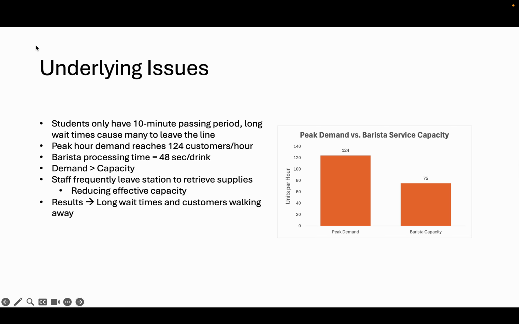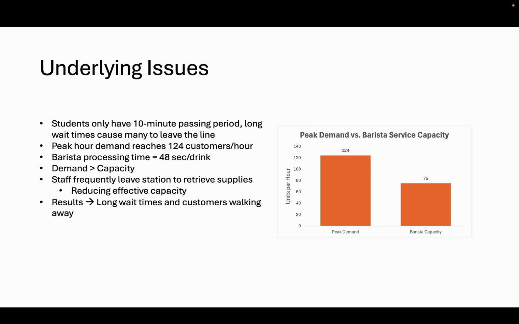First, students only have a 10 minutes passing period between classes. Since the wait time is often longer than that, many students end up leaving the line without ordering. During peak hours, demand reaches approximately 124 customers per hour, but the barista's processing time is 48 seconds per drink, which limits the capacity to 75 drinks per hour.